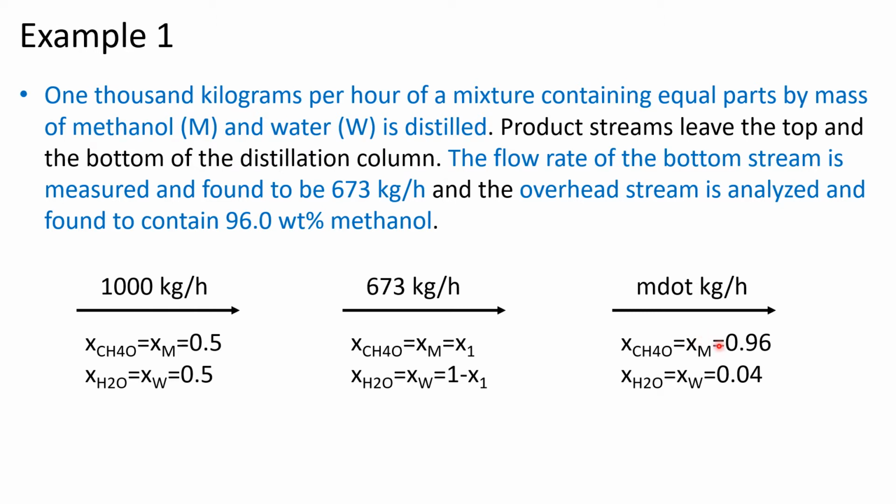The mass fraction of methanol, we're told in the problem statement, is 96. The mass percent of methanol is 96%, so the mass fraction is 0.96. To convert a percent, such as 96%, to a fraction, you divide by 100. So 96 divided by 100 is 0.96. Since the two mass fractions must sum to 1, the mass fraction of water is just going to be 1 minus 0.96, which is 0.04.